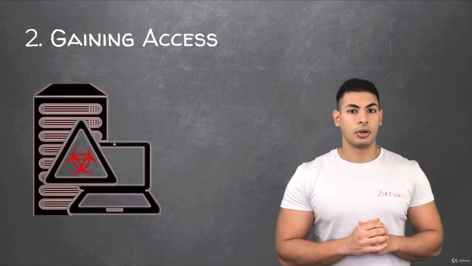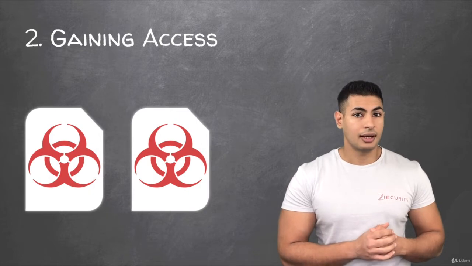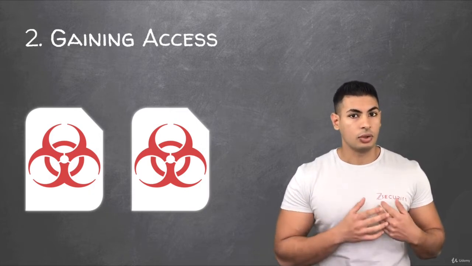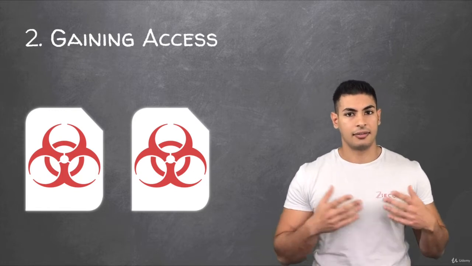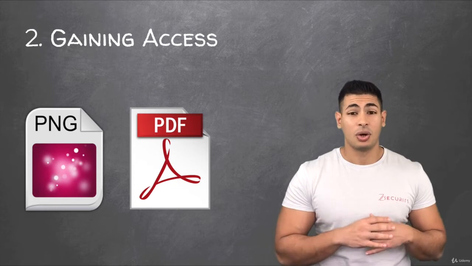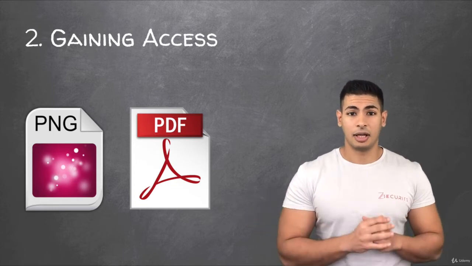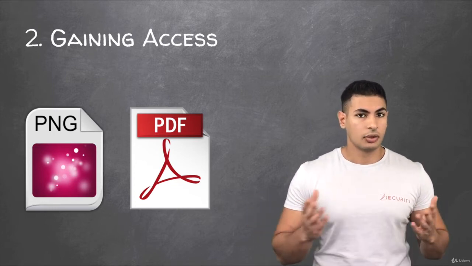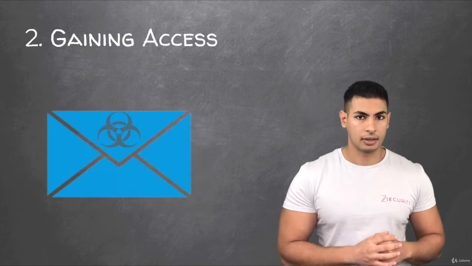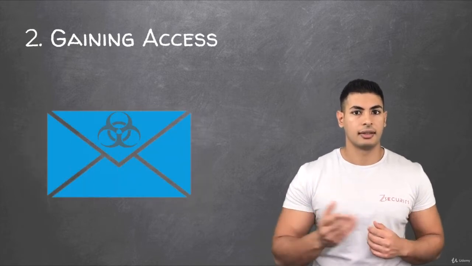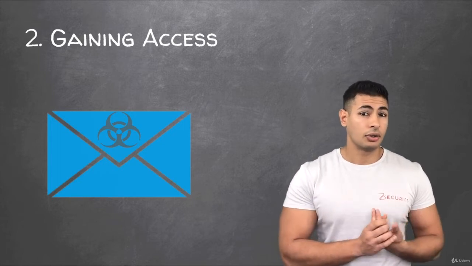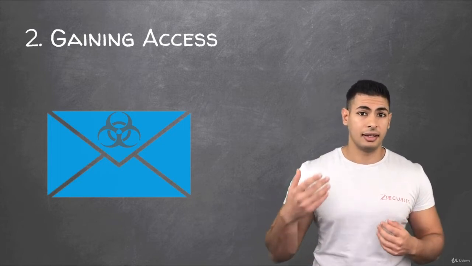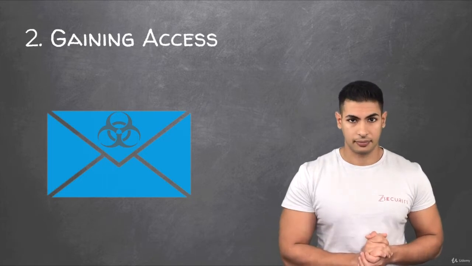Not only that, but you'll also learn how to generate undetectable backdoors and use social engineering to deliver them to your target as a fake update or as a PDF or an image or any other file that they might be interested in. You'll also learn how to spoof emails so when they're delivered to your target, they appear as if they're sent from a friend, from their boss, or from any address that they're likely to interact with.